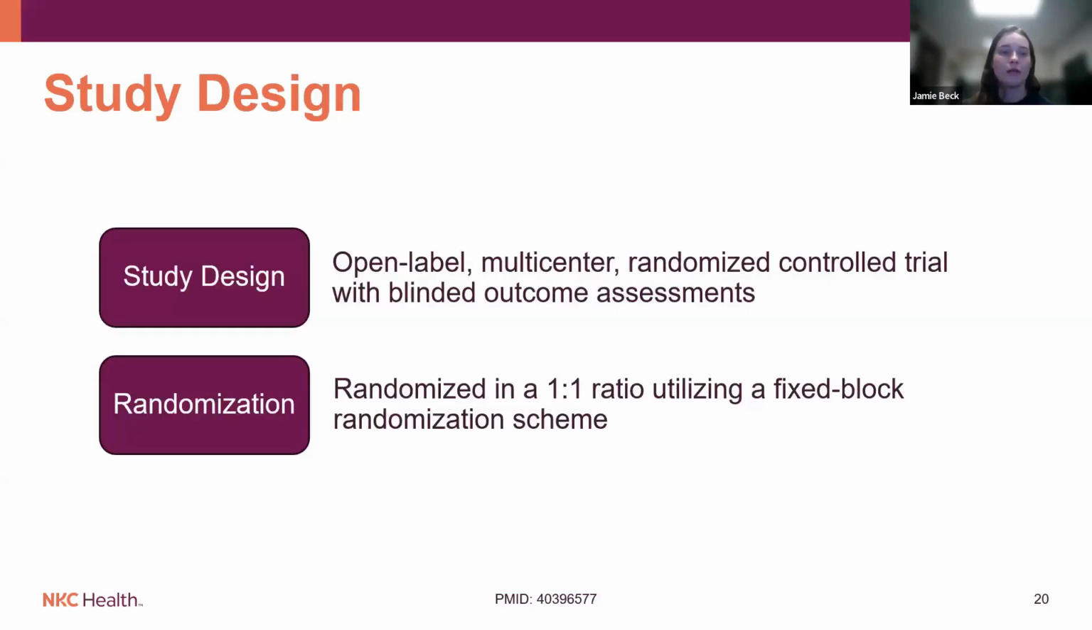This was an open-label, multi-center, randomized controlled trial that was conducted in 39 thrombectomy-capable hospitals, meaning that the study did not include any patients that required transfer to a different institution. It was conducted in China between May 9th of 2022 and September 8th of 2024. Because it was open label, that can introduce some bias, but they did blind the outcome assessments, including radiographic imaging and the NIHSS scores. Patients were randomized in a 1-to-1 ratio utilizing a fixed block randomization scheme. And again, because it was open label, patients and staff were informed of the treatment assignment after randomization.